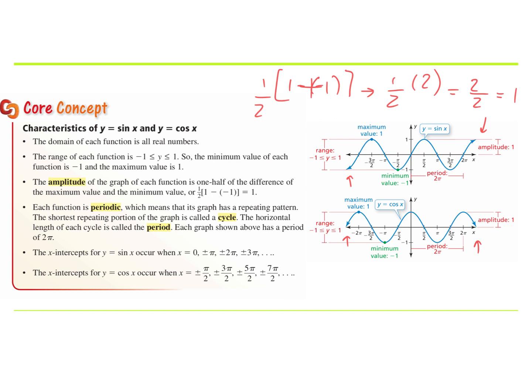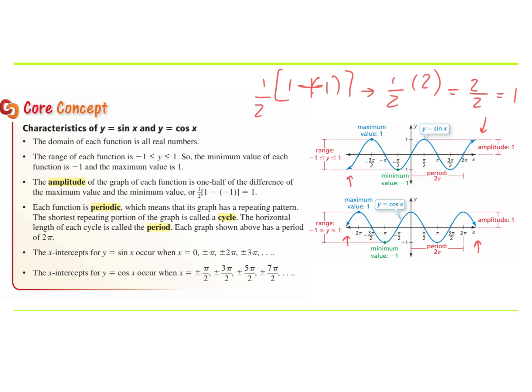The horizontal length of each cycle is called a period, and each graph shown above has a period of 2 pi. So again, the periods may change, but for the parent function, it's always going to be the axis. So we're going to have pi over 2, pi, 2 pi, 3 pi over 2, and 2 pi. I almost skipped 3 pi over 2.